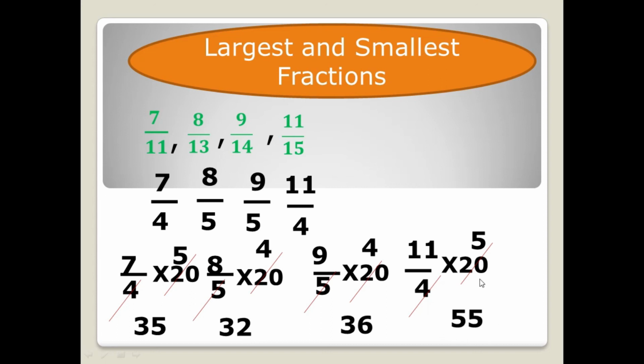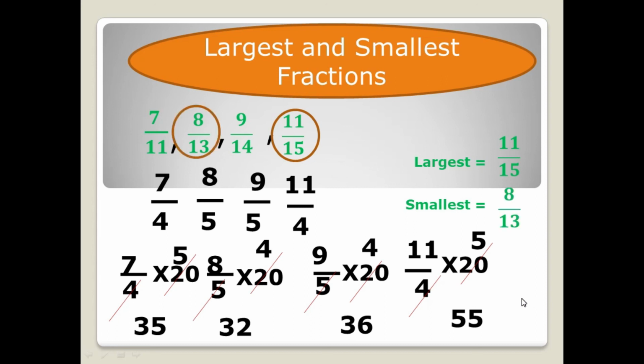Now you can see that the last figure, 55, is the largest one. So the largest fraction is 11 by 15. And the smallest would definitely be the one with the smallest result, that is 32, and its fraction is 8 by 13. So the smallest fraction is 8 over 13. So it is all about finding the largest and smallest fractions.